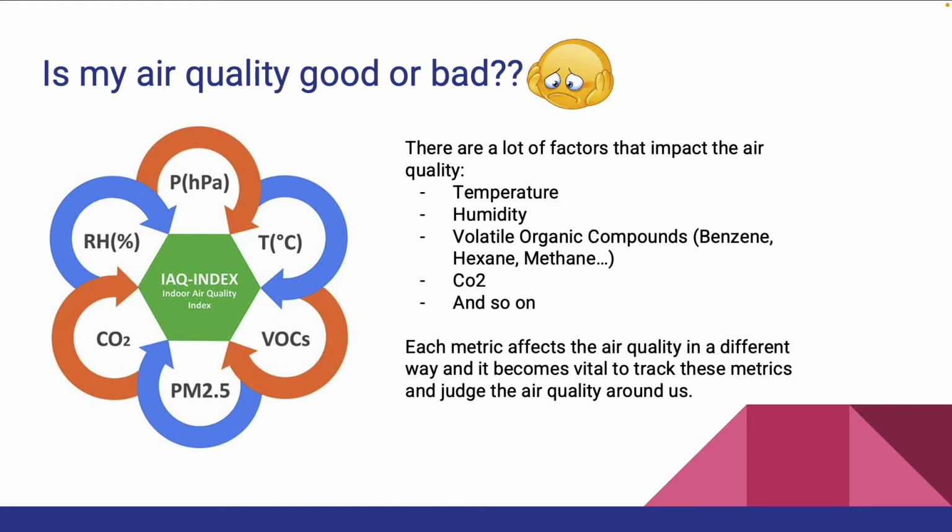So that's why there is a common index called IAQ, the Indoor Air Quality Index, which gives us a rough idea about air quality. Let's say if the IAQ index is around 25 to 50, that's really good air quality. If it is above 50, it's average quality. But if it is getting higher, then we have really bad air quality.